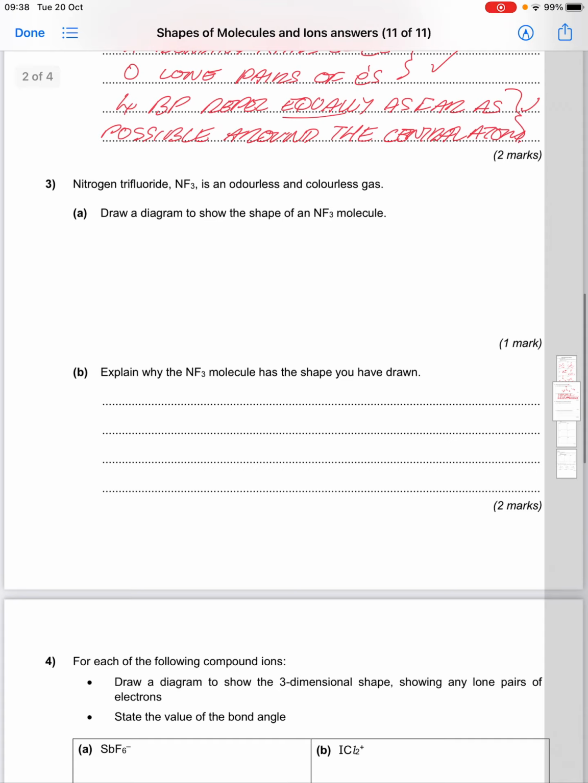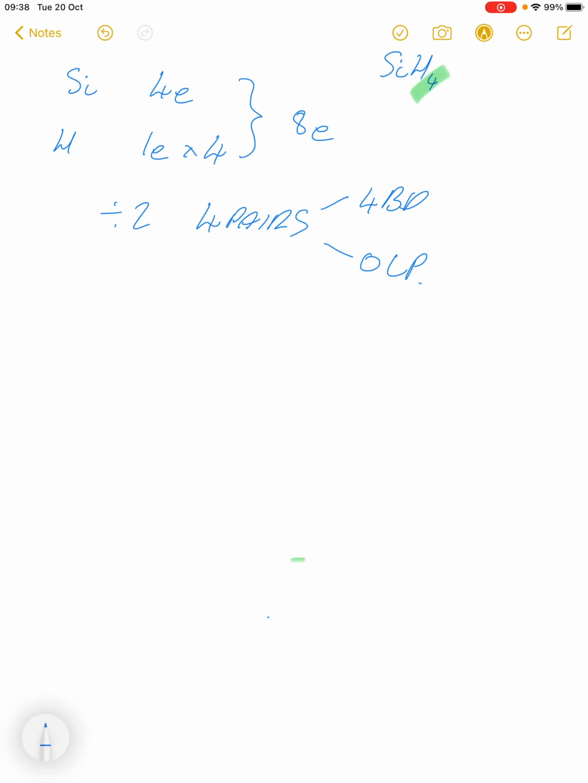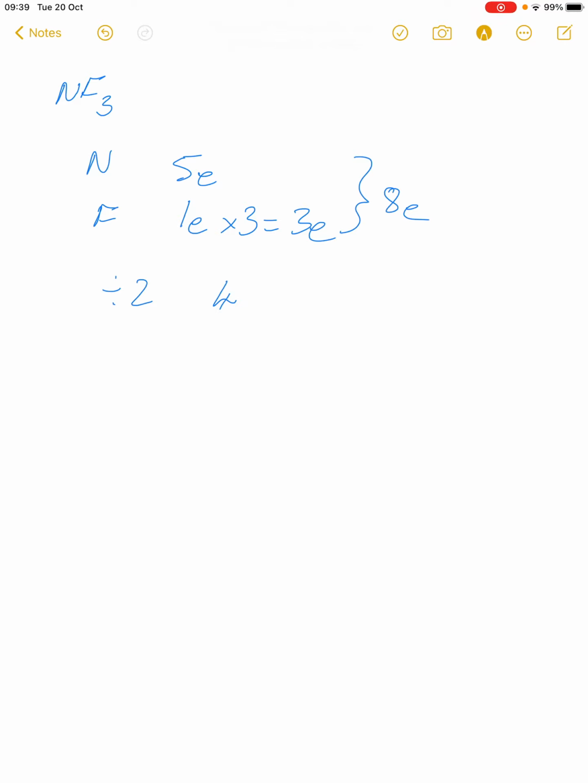So NF3. Draw the shape of an NF3 molecule. So start with nitrogen, that's in group 5, so it's got 5 electrons in its outer shell. Fluorine can form 1 bond, and there are 3 of them. So that's going to be 3, that gives me a total of 8 electrons there. Divided by 2, which gives me 4 pairs.